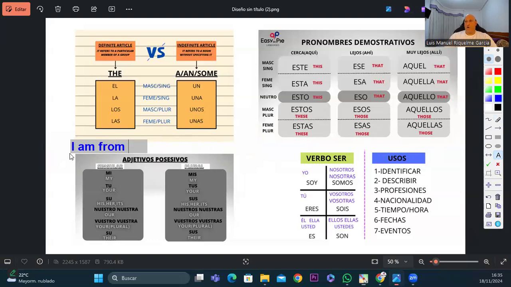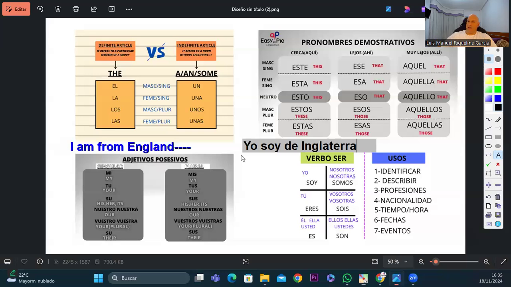I am from England. How do we say I am? Yo soy. So yo soy. Remember how to say from? Yo soy de, and now England. We don't say England, we say Inglaterra. Yo soy de Inglaterra. I am from England. More.